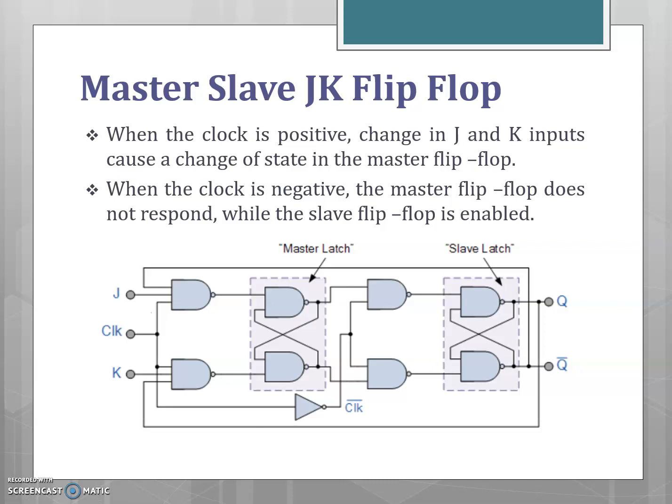Now we'll consider the case when the clock is high and the inputs are J equal to 1 and K equal to 1. Since the clock is 1, the master is active and the slave is inactive. Therefore, for J equal to 1 and K equal to 1, the output of the master will toggle, so the S and R will be inverted. And when the clock changes to 0, the master becomes inactive and the slave becomes active. Therefore, the output of the slave will toggle.